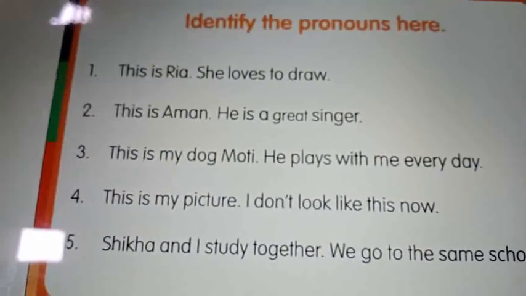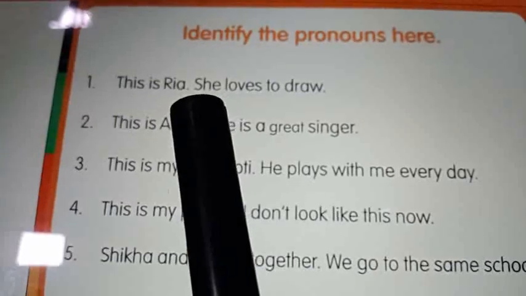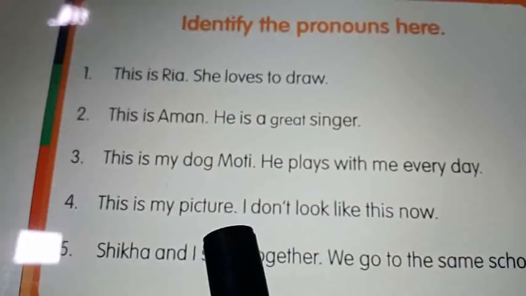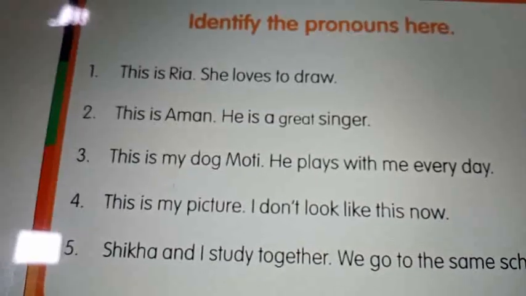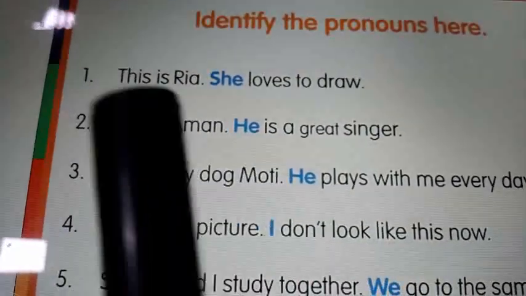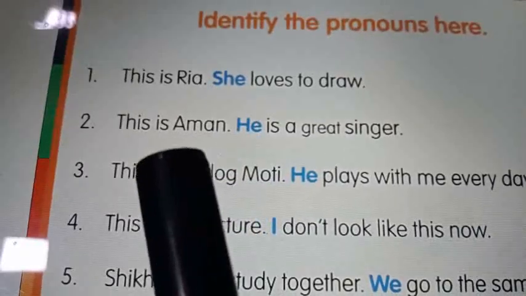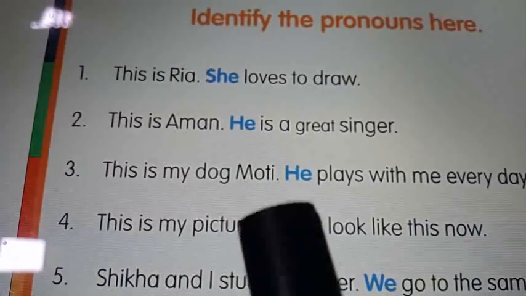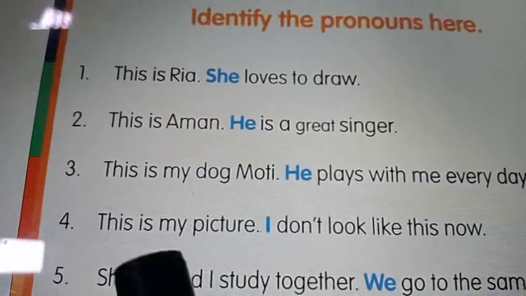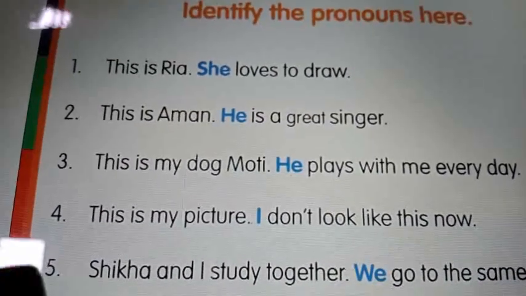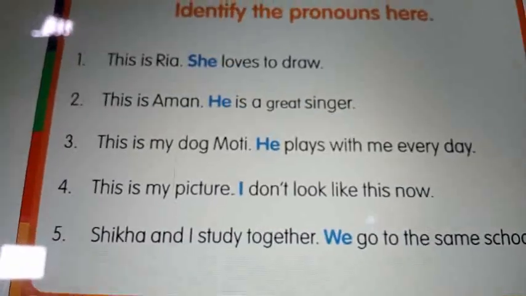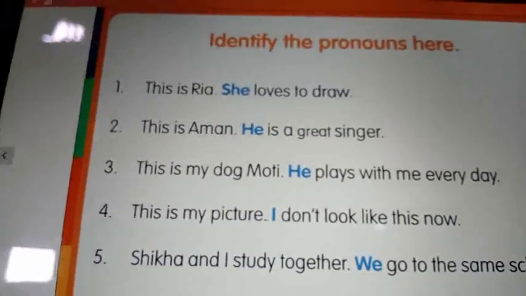Did you identify the pronouns here? Yes. What are they? She, he, I and we. See how it changed. Ria changed to she. Aman changed to he. Dog Moti changed to he. I. Shika and I together changed to we. So do you understand, my dear children?